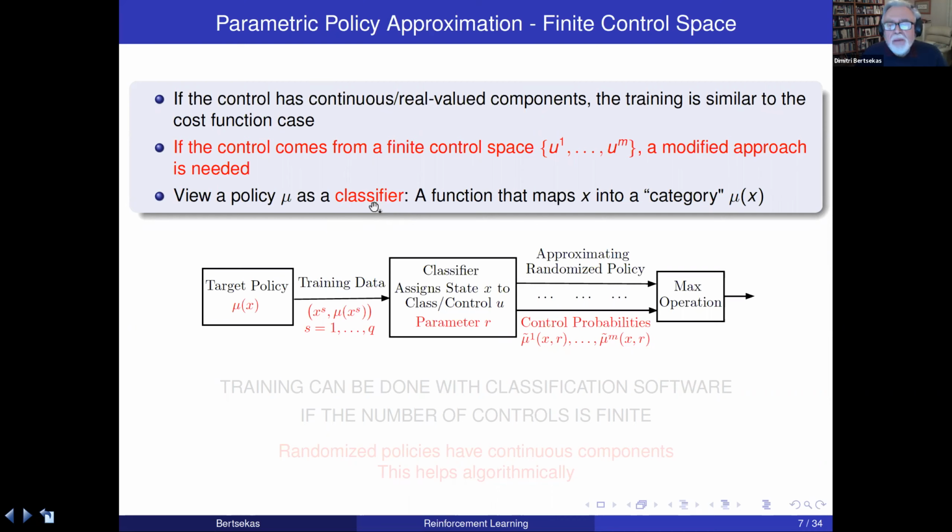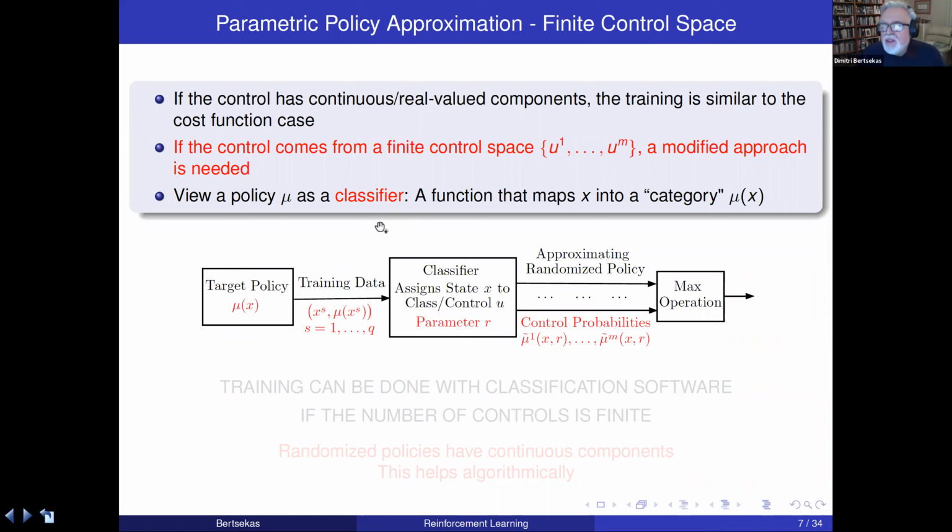Now, if you think about it, a policy, in the case where you have a finite control space, is a classifier. Basically, it maps X, the states, into some category. The categories are these M's. The states that belong to category 1 are the ones for which the control is equal to U1, and so on. So basically, there's a one-to-one identification of policies in this finite control space and classifiers.